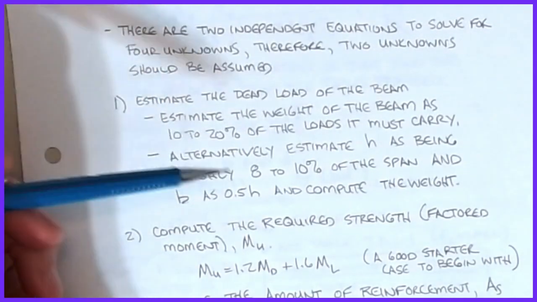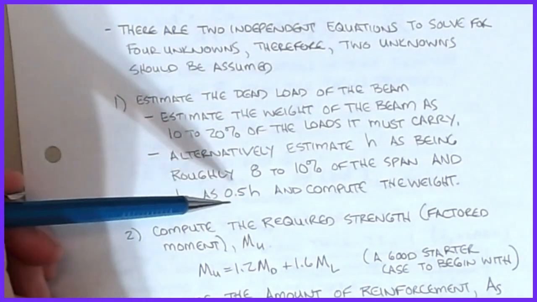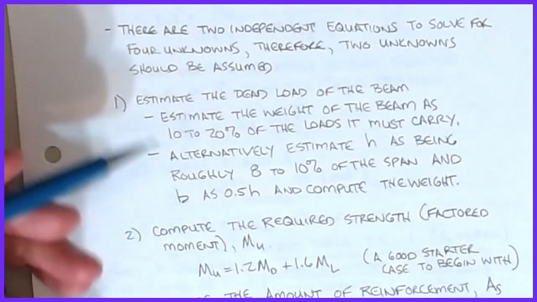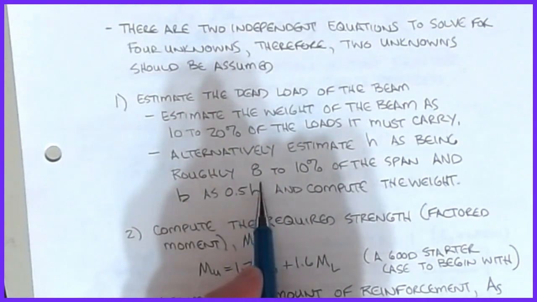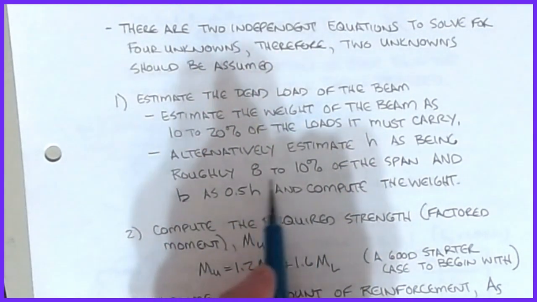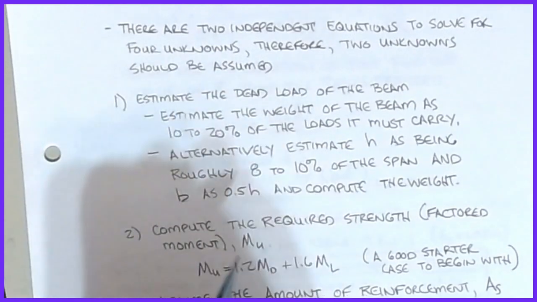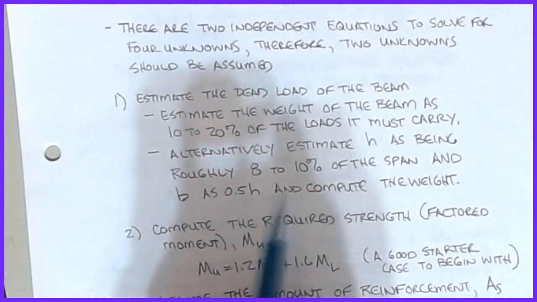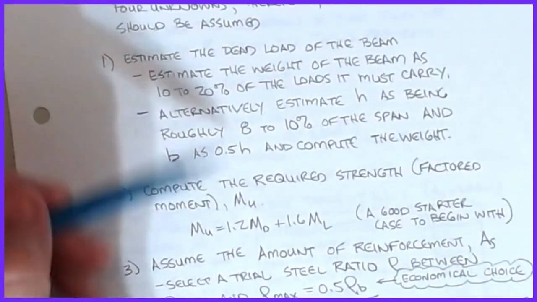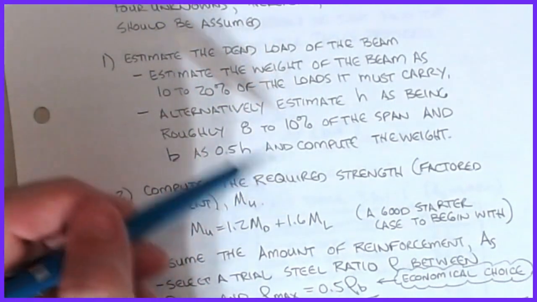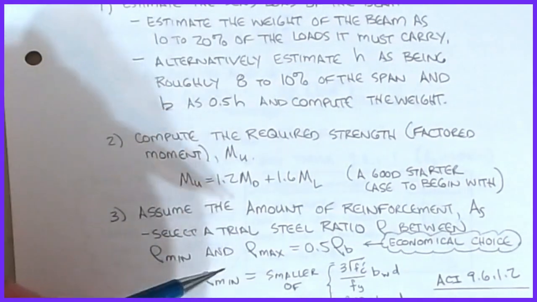Okay, and then alternatively, I could also estimate h as being roughly 8 to 10% of the span and b being half of the height, and then compute the weight that way. This one's probably a little bit simpler and more straightforward. There are reasons we won't go into here about why I can do this. It has to do with slab thickness requirements and moment coefficients. But this is a method that works very, very well. I'm more into the procedure of what we're doing than the why of why they chose these particular values. These are a lot of rules of thumb as well. You won't find these in the ACI code. It's just how I tackle a problem.